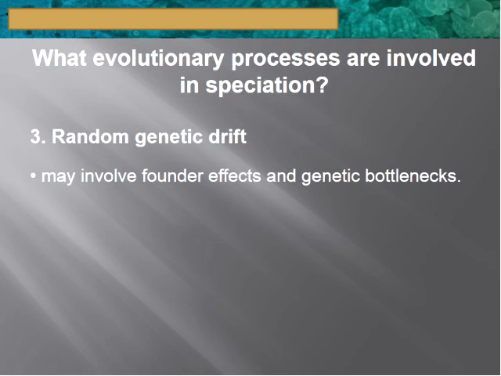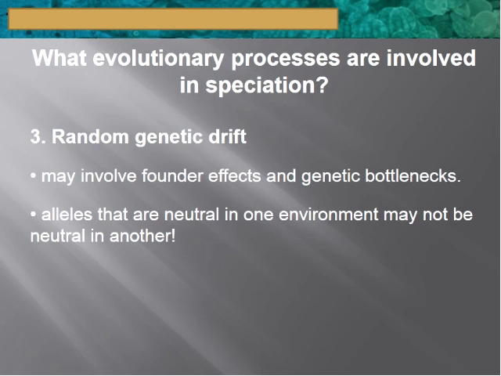Random drift may involve founder effects and genetic bottlenecks. So it's just random genetic movement, or random genetic flow. Sometimes one different trait will make its way through a population, but it's maybe considered a fad, or not useful during that time, and it changes over time. And alleles that are neutral in one environment may not be neutral in another.